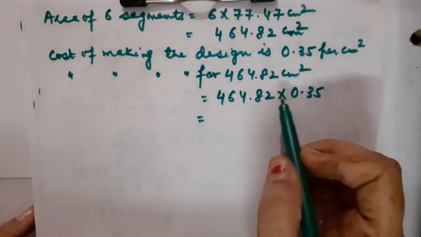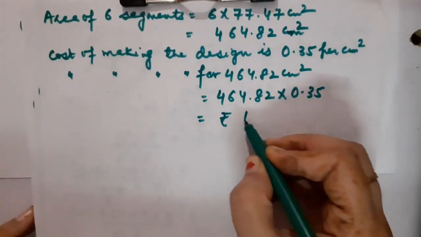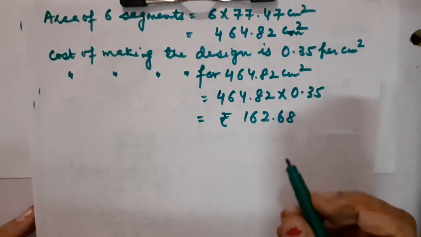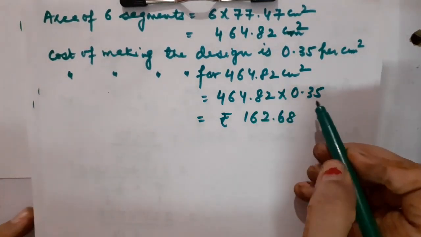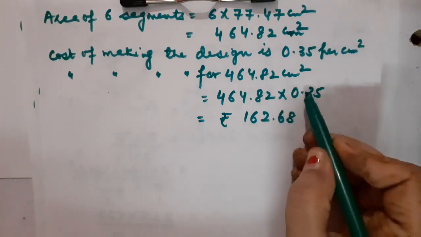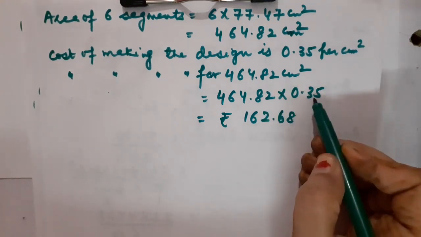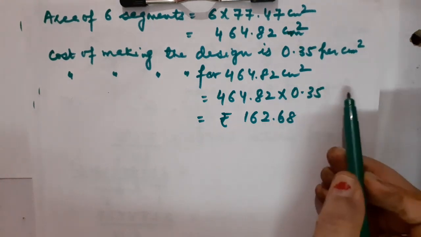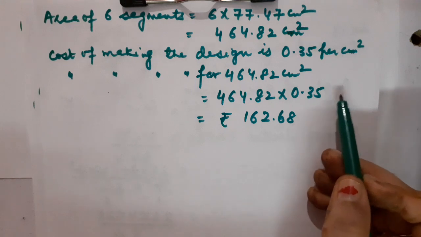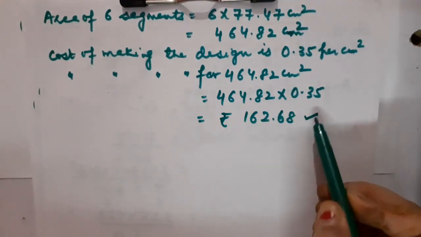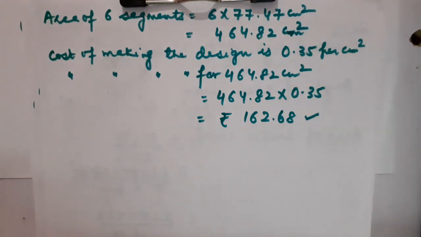So after multiplying them, children, I have got rupees 162.68 as the cost. You can remove the decimal also, but do not multiply. Do not cancel. If you are going to get 100 here also, 100 here also, okay, those hundreds will be cancelled because here you will be getting zeros at ones as well as tens places. Okay, so after just simplifying, I have got this as the total cost.